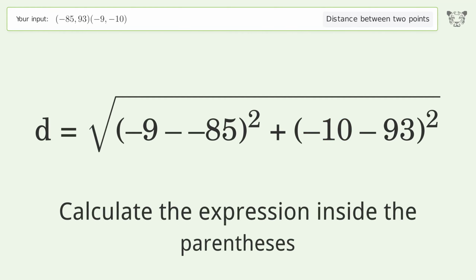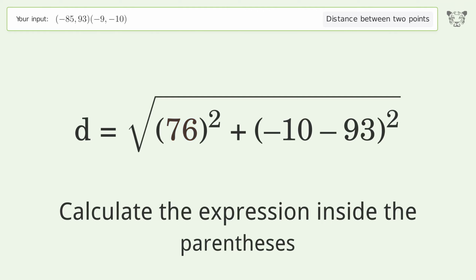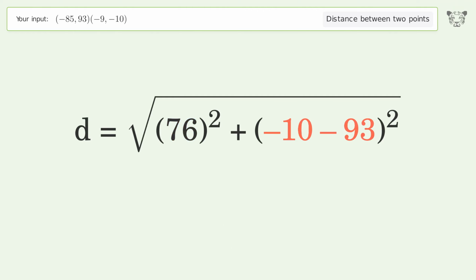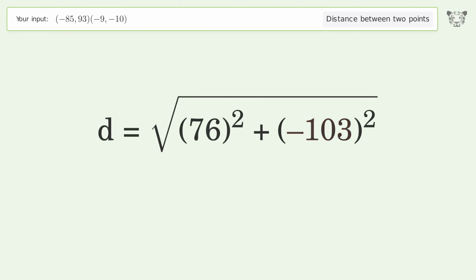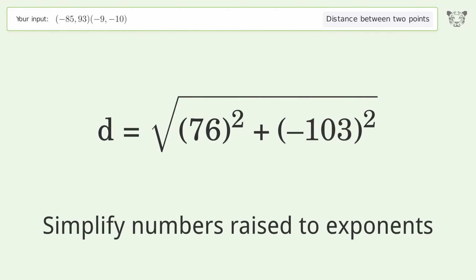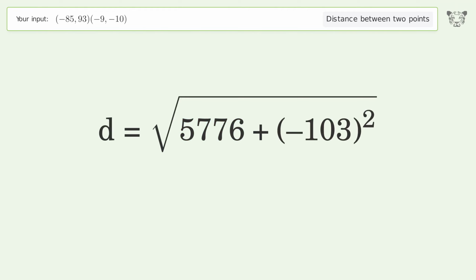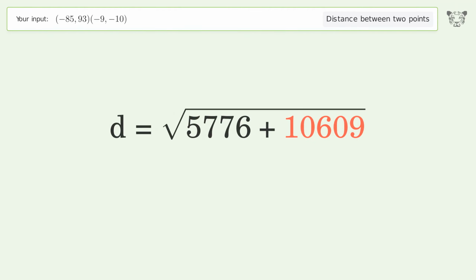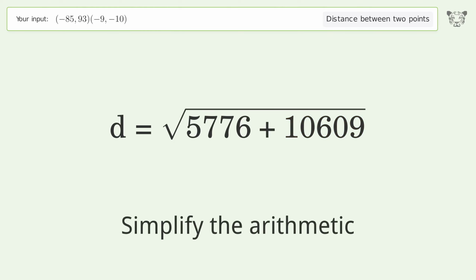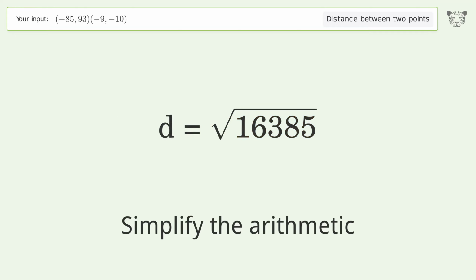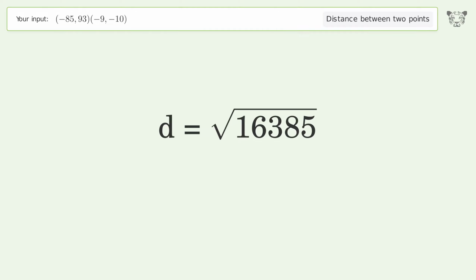Calculate the expression inside the parentheses. Simplify numbers raised to exponents. Simplify the arithmetic. And so the distance between the 2 points is the square root of 16,385, or 128.004.